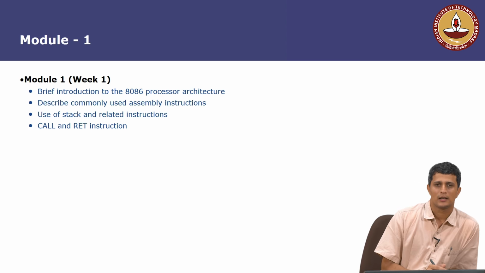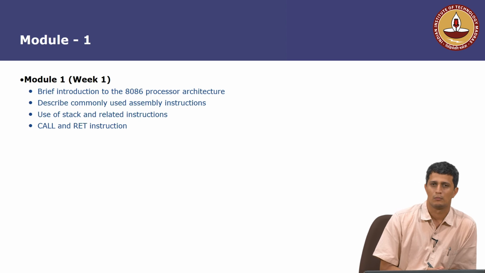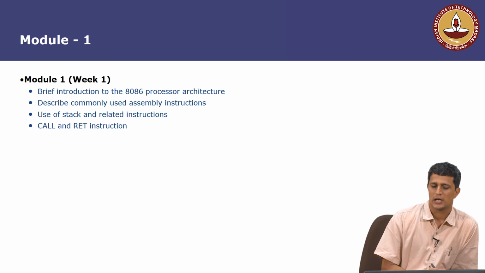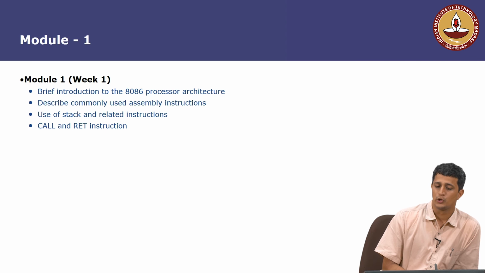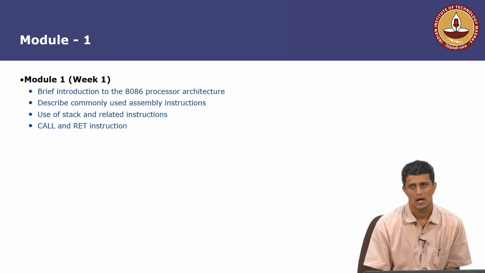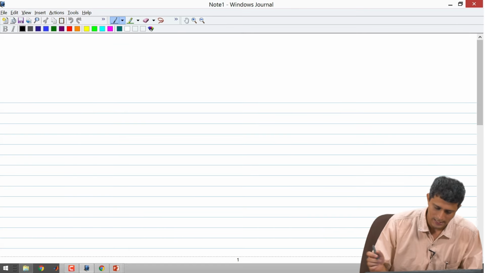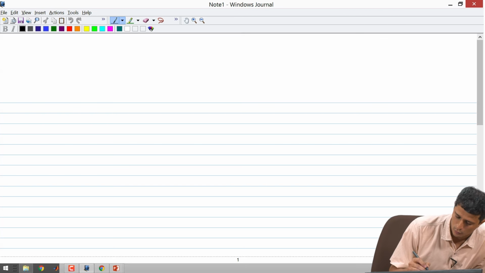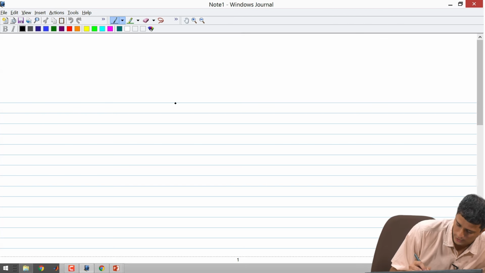So with that, let us move into module 1. The idea here is to first give you a brief introduction into the 8086 processor architecture, describe the commonly used assembly instructions, use of stack and related instructions, and then focus on the call and return instruction. So with that, let's enter the world of microprocessor programming.